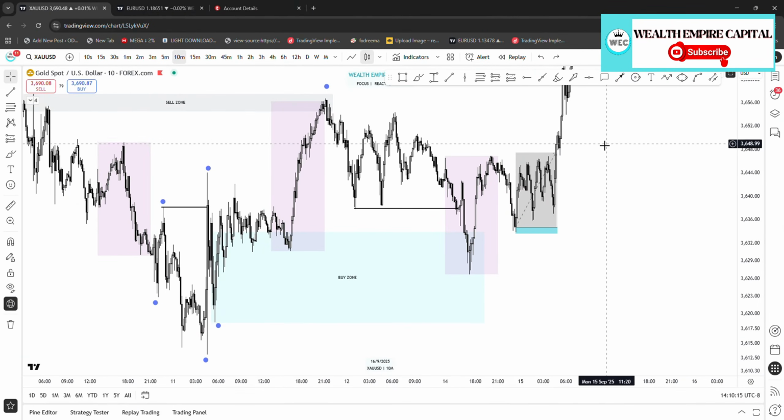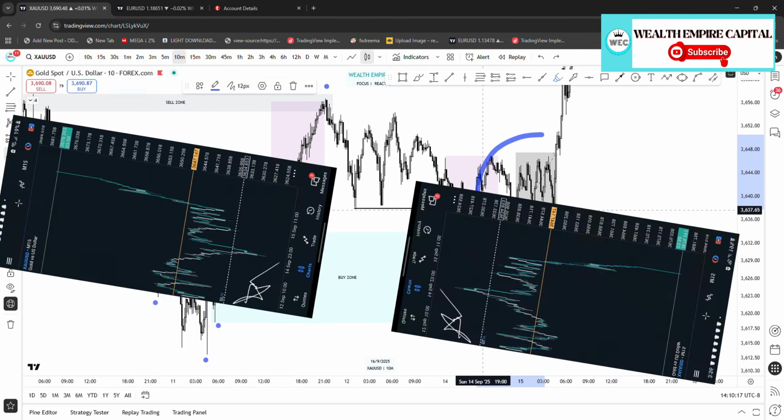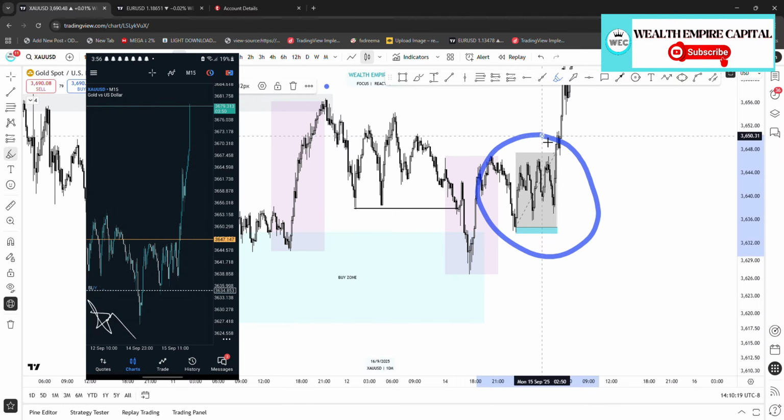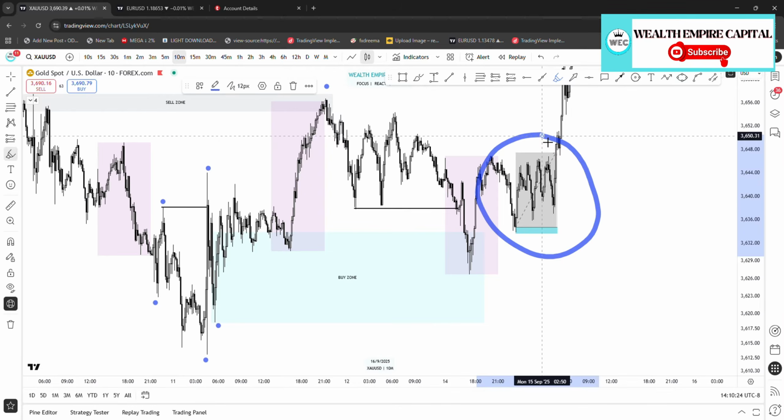All right, so how did I catch this beautiful gold buy? Now in the next 10 minutes I'm going to break down this buy trade on gold. I'm going to start from the higher time frame all the way to my entry time frame on the 1 minute, just to show you how I arrived at this trade.